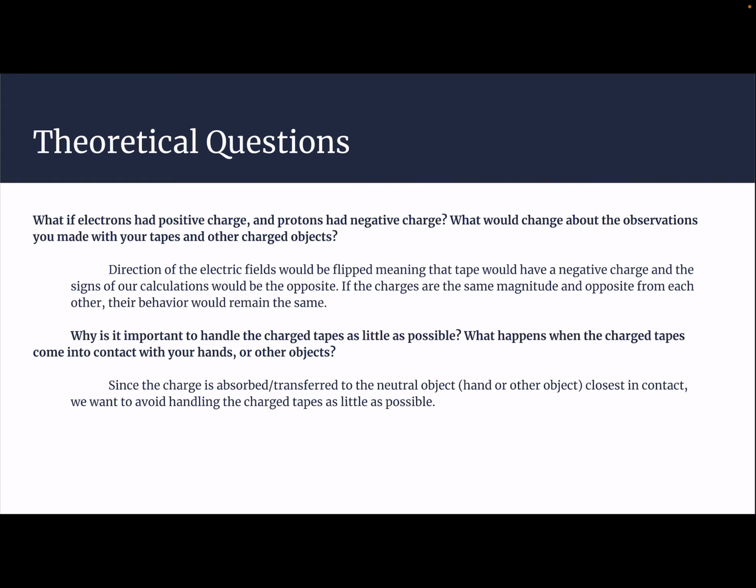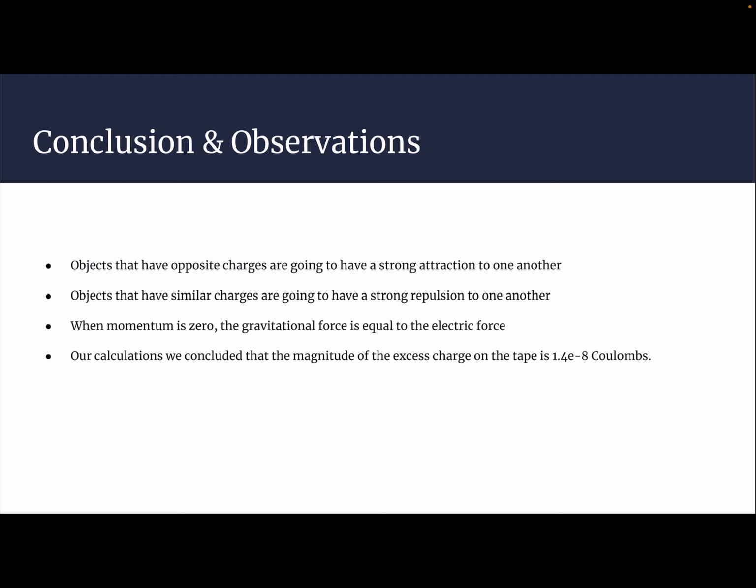Now, based on this experiment, we can have a few conclusions and observations. So the first conclusion would be that objects that have opposite charges are going to have a strong attraction to one another, as seen between the charged plastic pen and the U-tape, while objects that have similar charge are going to have strong repulsion to one another, as seen between the two U-tapes. We can also conclude that when momentum is zero, the gravitational force is equal to the electrical force, because this means that there is no net force acting on the tape. Last but not least, from our calculations, we concluded that the magnitude of the excess charge on the tape is 1.4e-8 coulombs.